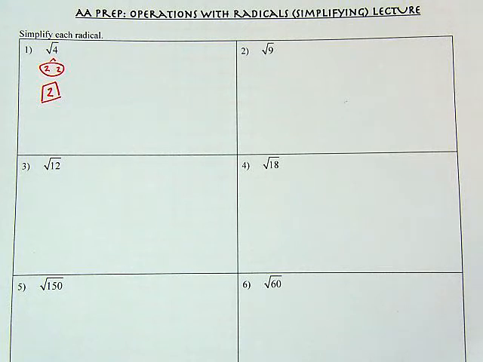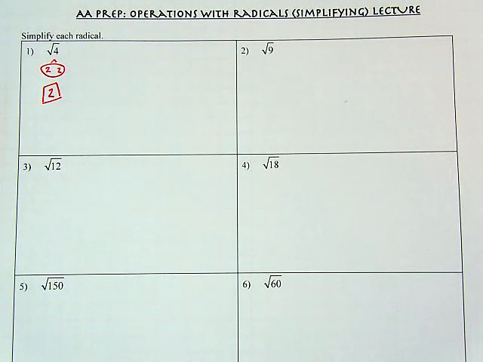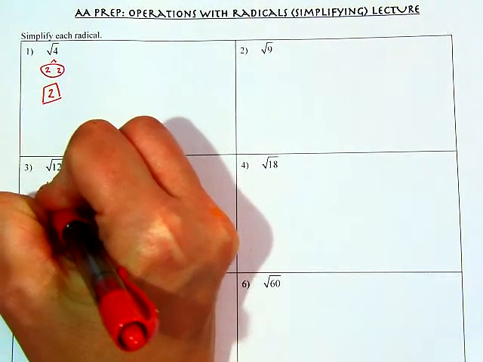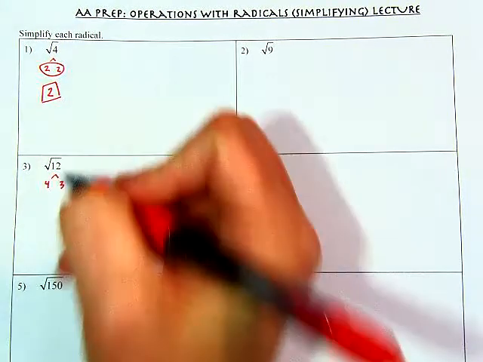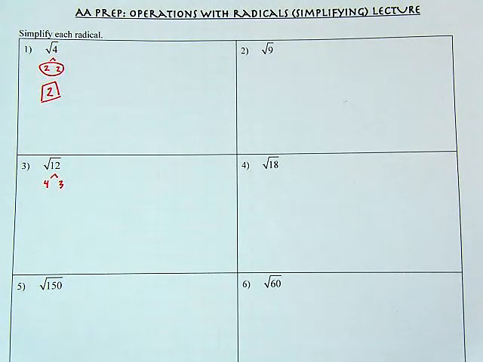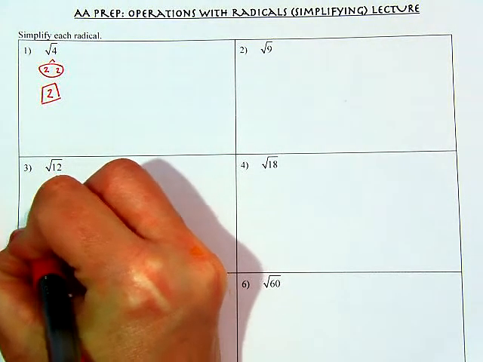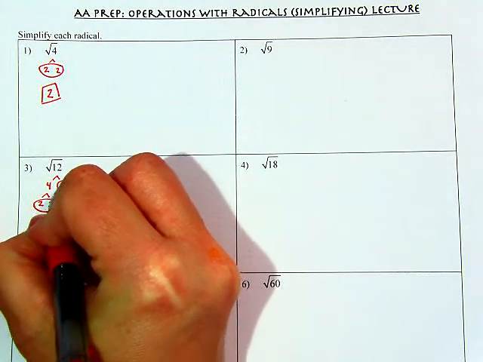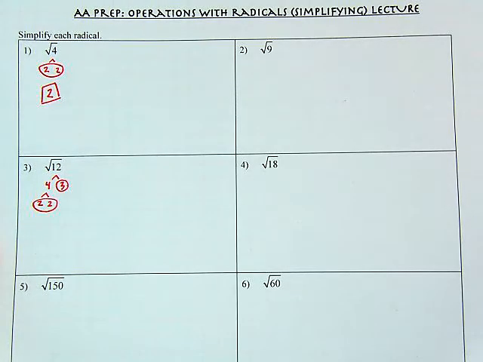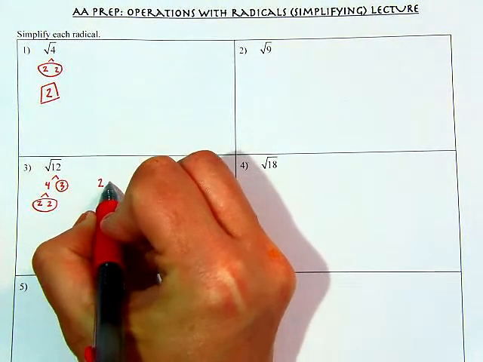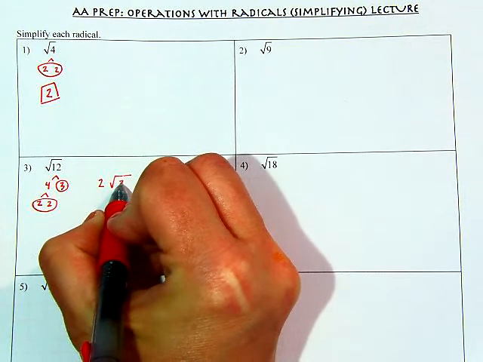Okay, so the next one, 3. Square root of 12. Okay, so 12 is made up of 4 times 3. Okay, 4 is a perfect square, right? It's made up of 2 times 2. So I have a pair of 2's, but I have a 3 that's going to be left behind underneath the radical. So on the outside, I have a 2, and underneath, I have a 3.